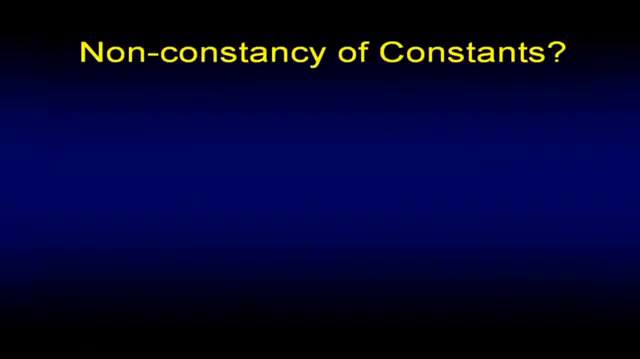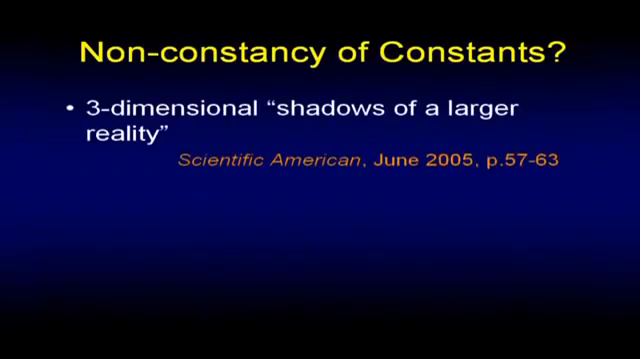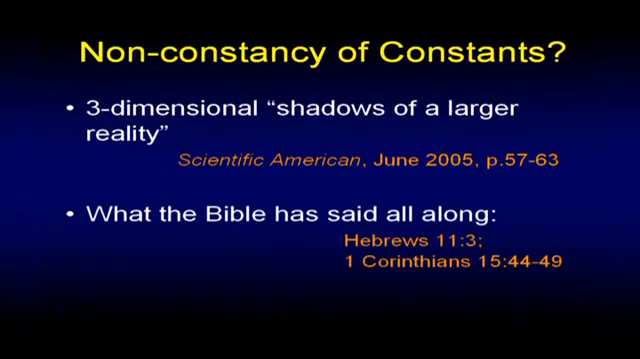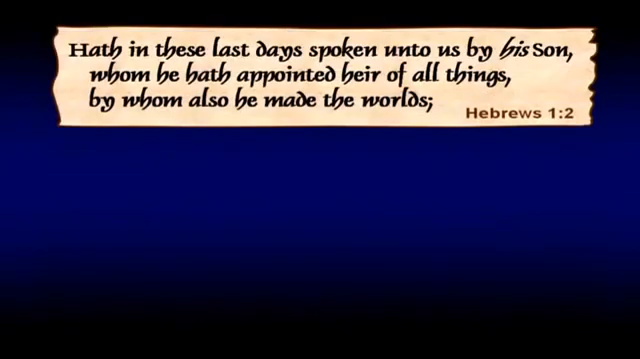This is E. And of course, as I say, Scientific American pointed out the 3-dimensional constants that are shadows of a larger reality. And that's what the Bible has said all along, in Hebrews 11:3 and 1 Corinthians 15 and a lot of other places. The second verse in Hebrews 1: hath in these days spoken unto us by his Son, whom he hath appointed heir of all things, by whom also he made the worlds. Who made the worlds? Jesus Christ, indeed.